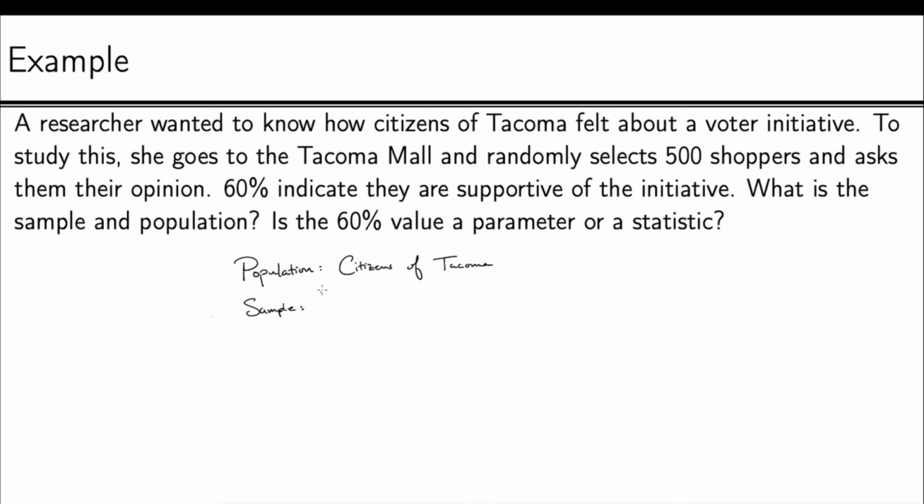Now, this researcher doesn't get information from all citizens of Tacoma. The researcher gets information just from some of them and goes to the Tacoma Mall and randomly selects 500 shoppers and talks to them. And so those 500 shoppers, that's who we actually get data from. And so that is our sample. 500 shoppers at the Tacoma Mall.